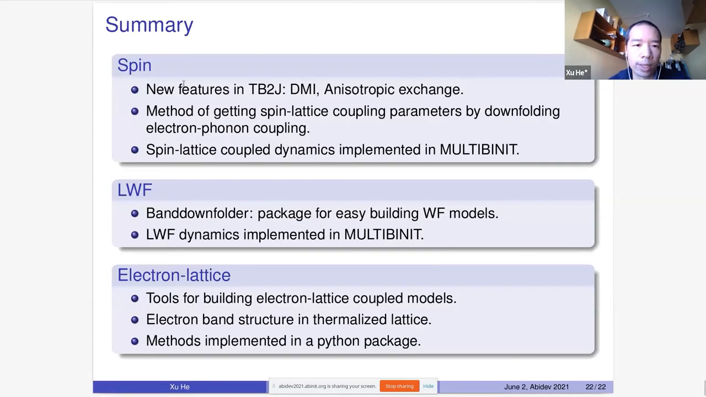Okay, so a summary. We have some new features in TB2J. We have DMI, anisotropic exchange, and we have a method to calculate the spin-lattice coupling by downfolding electron-phonon coupling. We also implemented spin-lattice coupled dynamics in Multibinit. We have some tools to build the lattice Wannier function models, and the dynamics of lattice Wannier functions is also implemented in Multibinit. We have tools to build electron-lattice coupled models, and we could simulate electron band structure in thermalized lattice. And thank you for your attention.